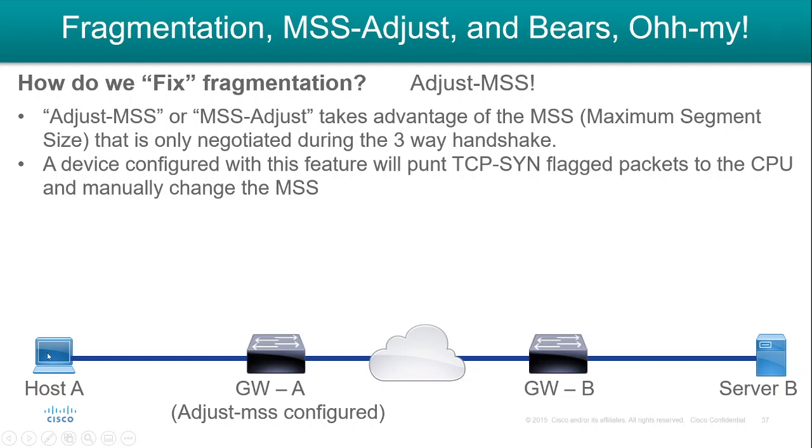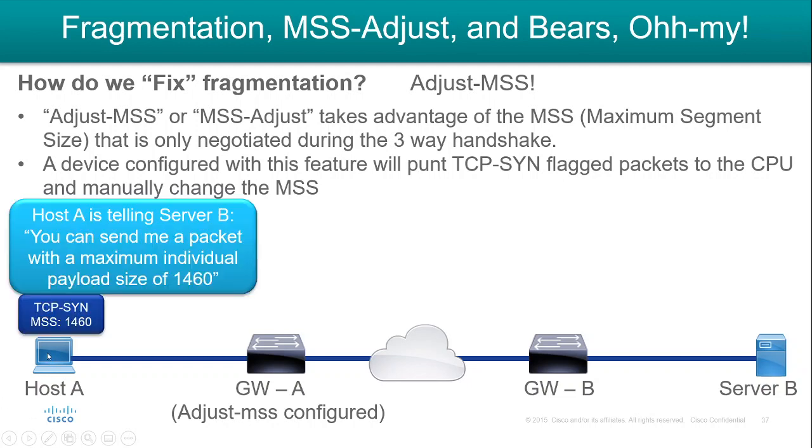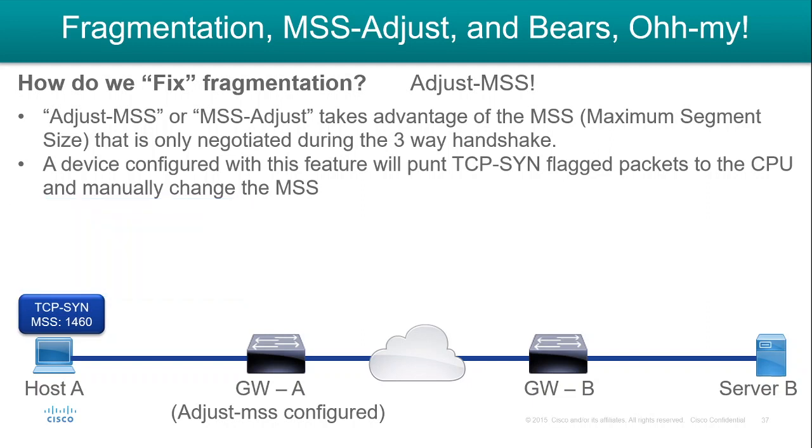Here, host A is going to initiate a connection to server B. It's going to send a TCP SYN with an MSS of 1460. Essentially, host A is telling server B, you can send me a packet with a maximum individual payload size of 1460 bytes. The client now sends this across the network where it is intercepted by the client's default gateway.